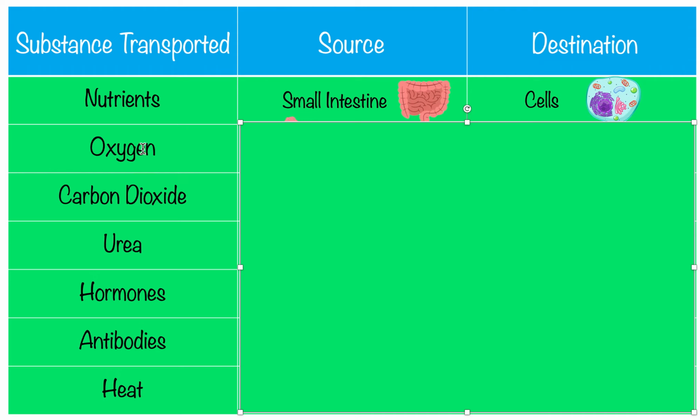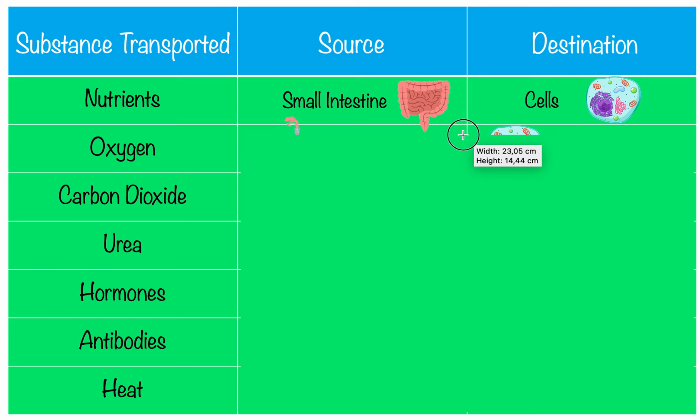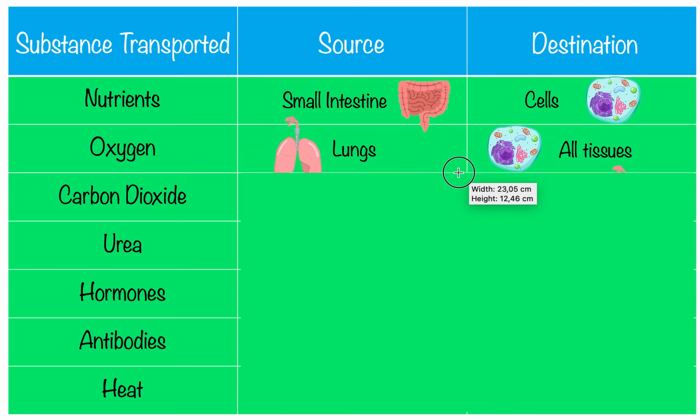What about oxygen? What's the source of oxygen and what's the destination? So we know oxygen comes from the air around us, and our lungs will make sure to put it inside our bloodstream. And once it's in our bloodstream, the blood will move around from point A to B, and in this case, point B will be any cell or any tissue that needs the oxygen to survive, right? Kind of like these two are the same.